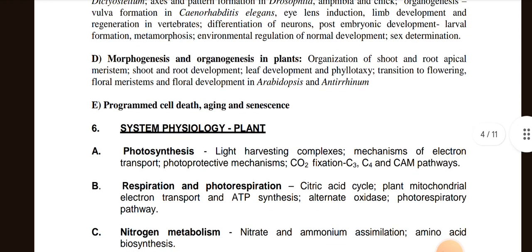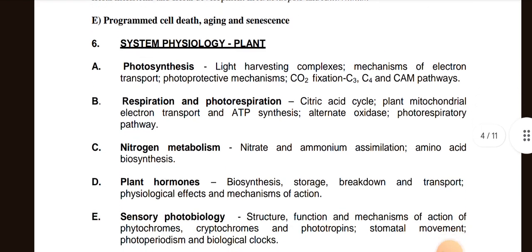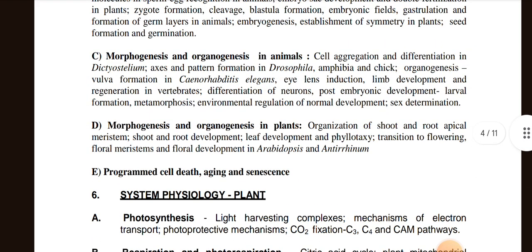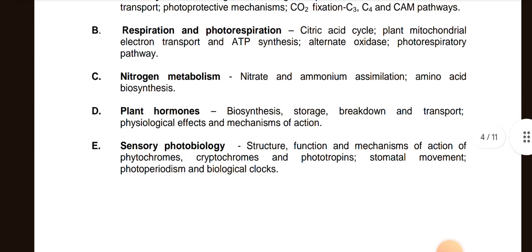Then the next one is morphogenesis and organogenesis in plants. In plants we will see organization of shoot, root, apical meristems, then leaf development, transition to flowering, floral meristems, floral development. So floral development we will see in Arabidopsis, then Antirrhinum. So then programmed cell death, aging and senescence in developmental biology we will be discussing.